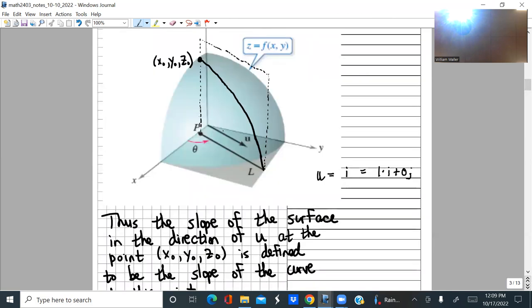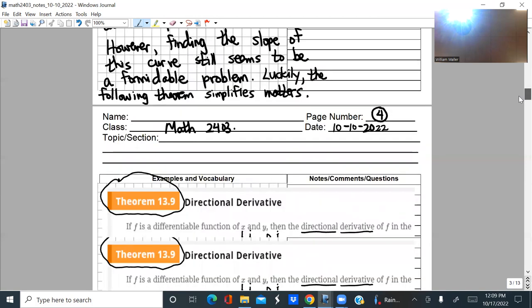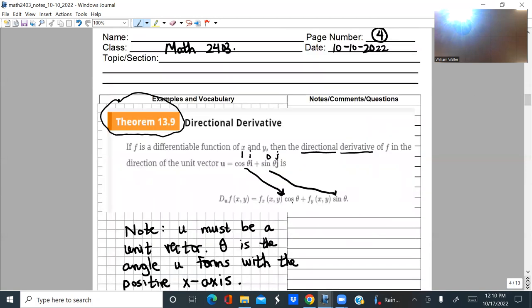So what vector gives you the same direction as the y-axis? J, right? So your direction vector would be just J, which is 0 times I plus 1 times J. If you take that 0 and 1 and plug them into this formula, you get 0 here, 1 here, or in other words, you get the partial derivative with respect to y. So this does conform to what we know so far about slopes in different directions, right? This theorem works for other directions as well.